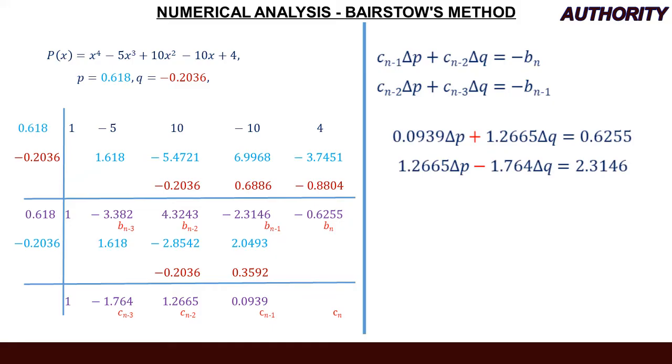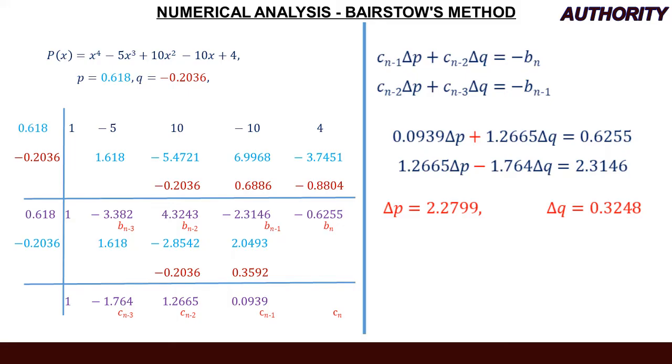Good. And then this is equation 1. Then the second equation, Cn minus 2 delta P, we have 1.2665 delta P minus 1.764 delta Q, which is equal to 2.3146. So solving for delta P and delta Q in these two equations, we see that delta P is equal to 2.2799 and delta Q is 0.3245. Are we together? Yes.